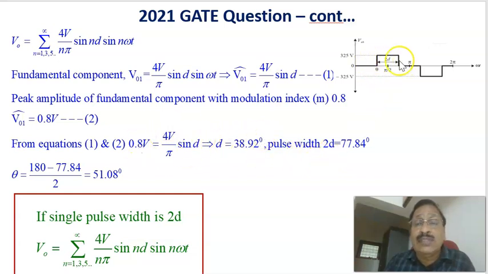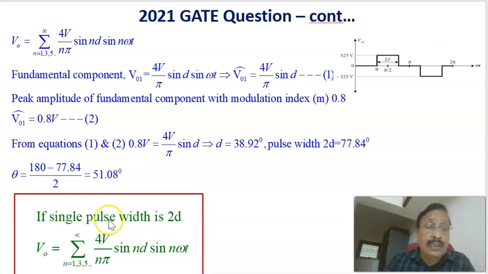Or 2D, this width, is equal to 77.84 degrees. Once we know this width, this is totally 180 degrees, and this width is equal to 77.84. Therefore, this one we can find out. The theta can be found out by 180 minus 77.84 divided by 2, or 51.08 degrees. Therefore, this theta is equal to 51.08 degrees.